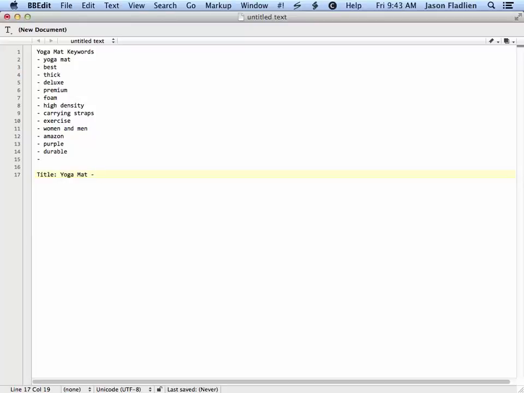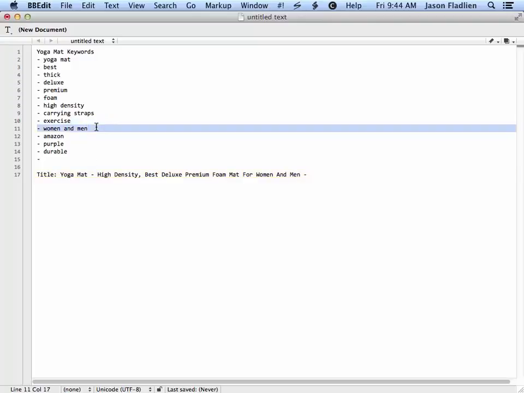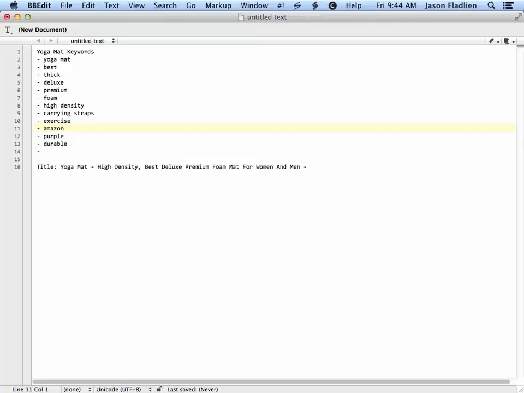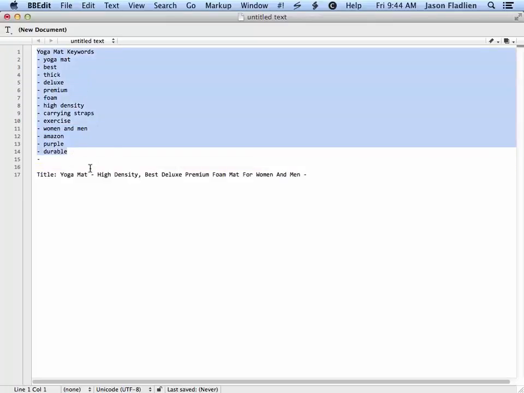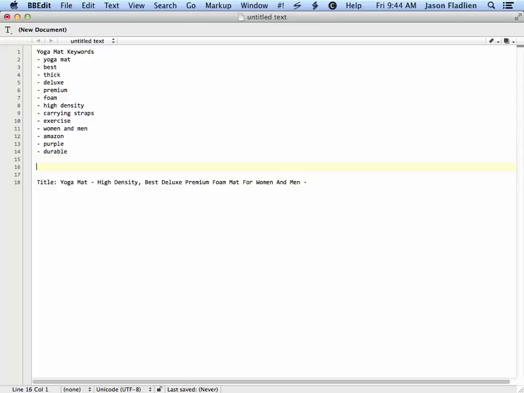And then I might say high density deluxe. Actually, then I'd say best deluxe, high density best deluxe premium foam mat for women and men. Okay, so what have I done here? I've got this keyword list, and actually I like to do this. I like to duplicate this list so I don't lose any keywords that I might use later on.